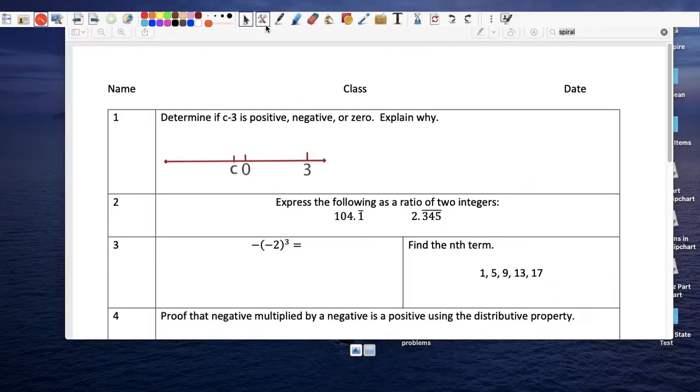So, spiral 2. The first question is whether the determinant phi minus 3 is negative, 0, or positive, and explain why. Let's start with identifying my components.